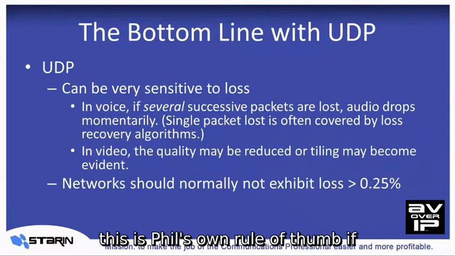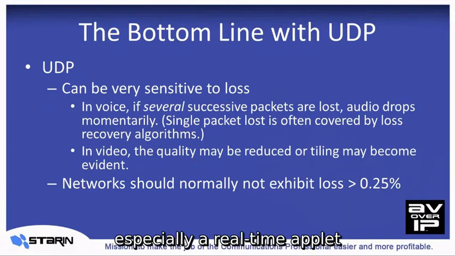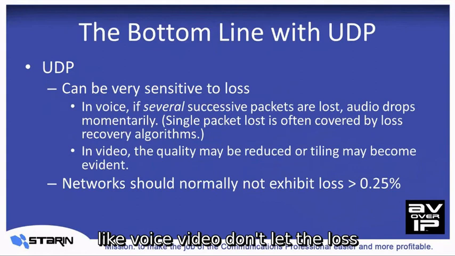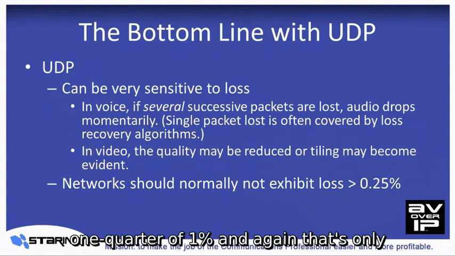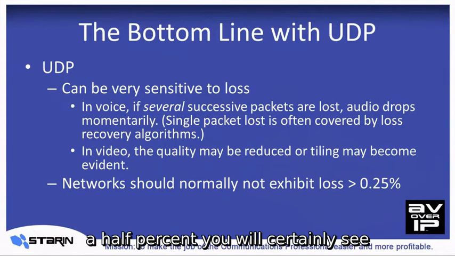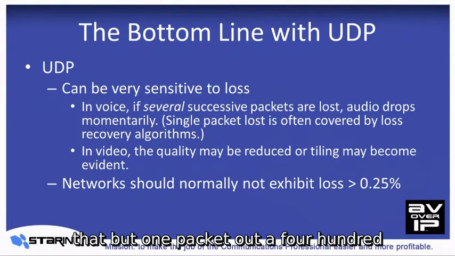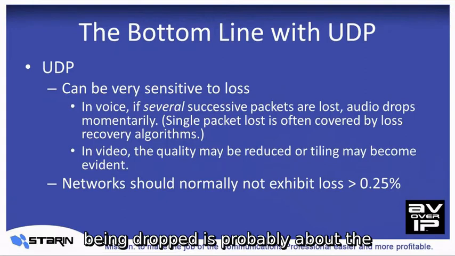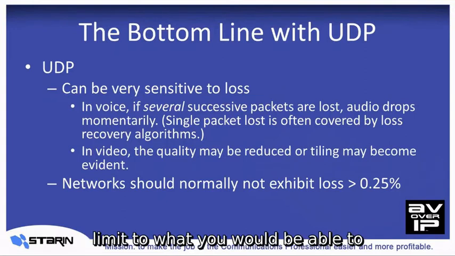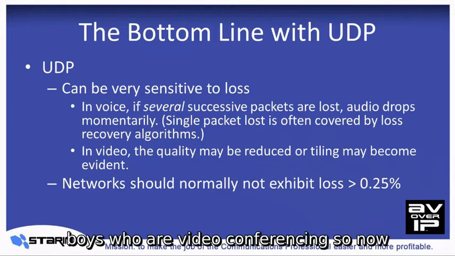This is Phil's own rule of thumb. If you're using UDP in an application, especially a real-time application like voice and video, don't let the loss level in the network get above 1/4%. And again, that's only a kind of rule of thumb. If it gets up to 0.5%, you will certainly see significant indications of deterioration. And even with video, it's probably the case that it should be lower than that. But 1 packet out of 400 being dropped is probably about the limit to what you would be able to tolerate with a UDP application like voice or video conferencing.